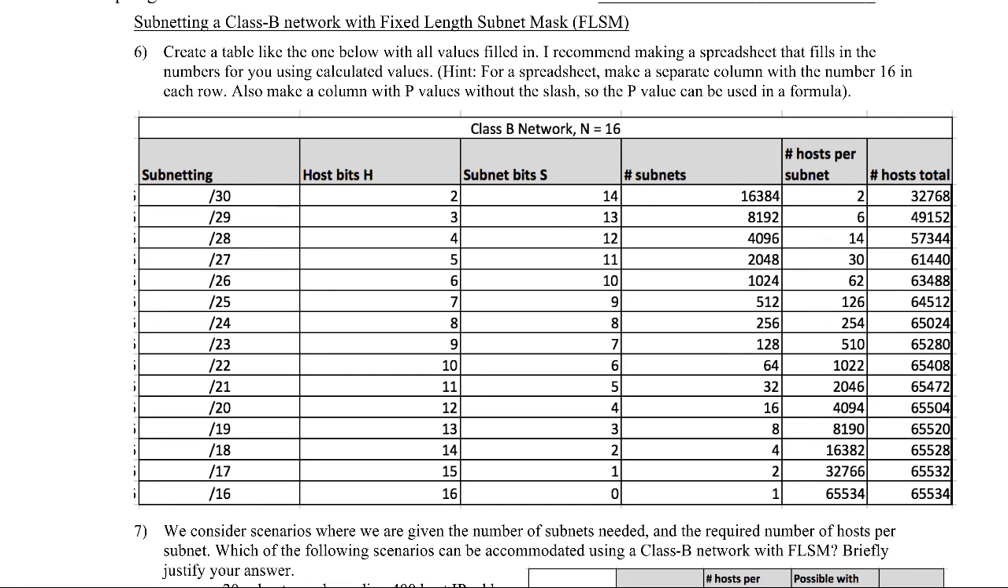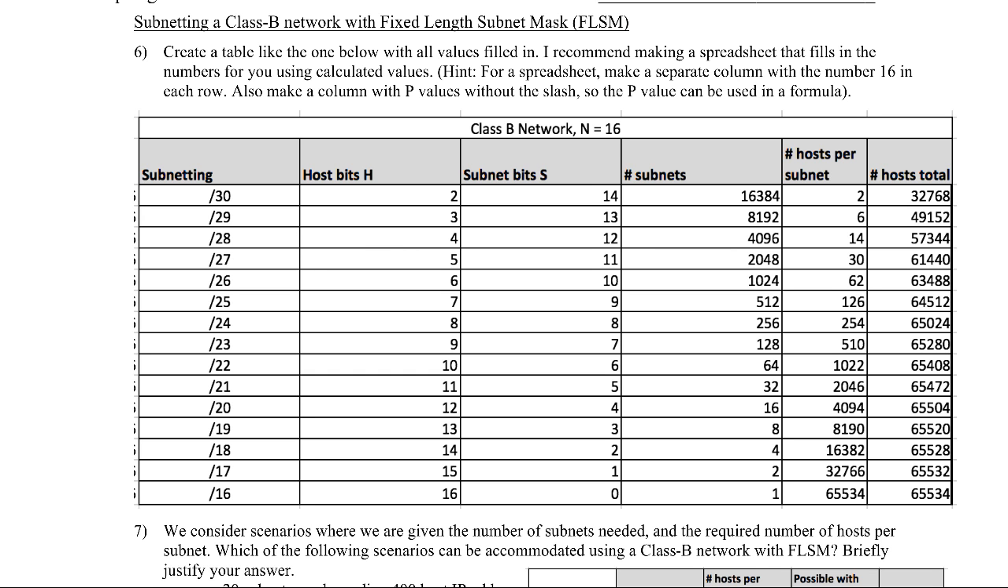Okay, in this video, I'm going to show you how I made this table here, which is sort of the master table on subnetting a Class B network. So we're talking about fixed length subnet masks. We're dividing a Class B up into equal sized chunks with our subnetting.